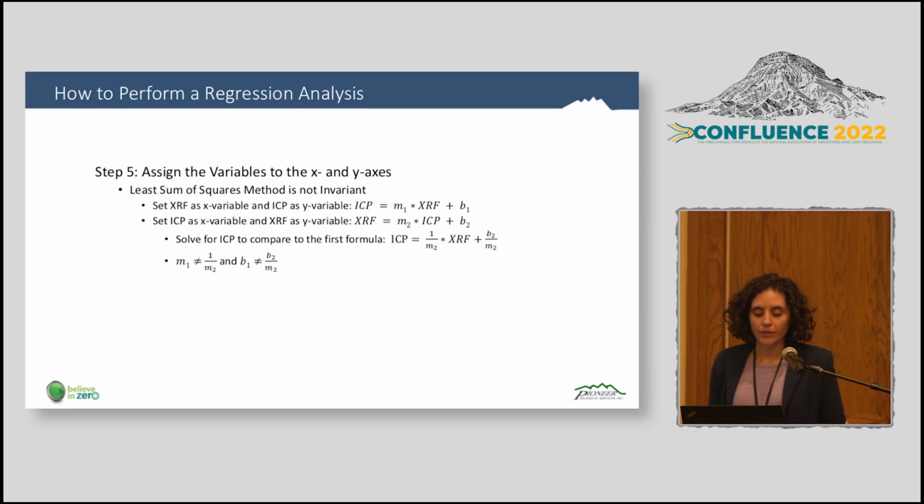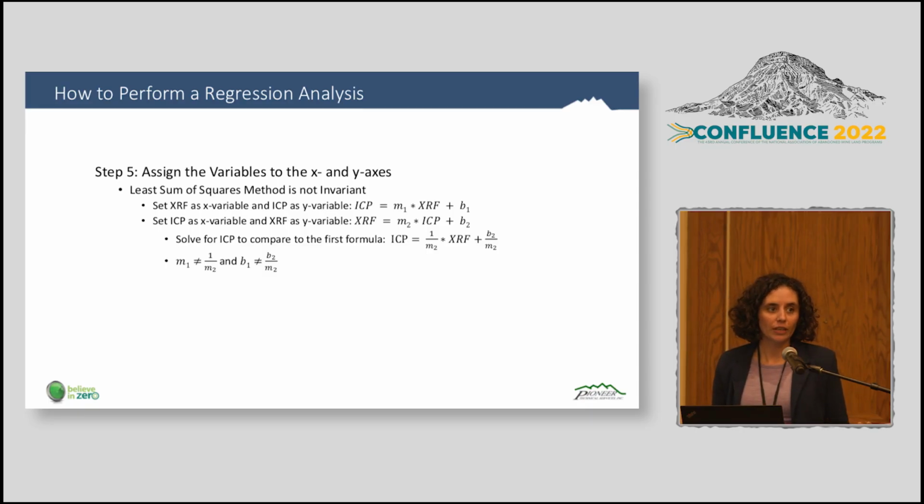So this means, therefore, that the method is not invariant. So if you set your XRF as the x variable and your ICP as the y variable, you'll get a formula ICP is equal to mx plus b. If you set your XRF variable as your y variable and ICP as your x variable, again, you get two slopes. If they have a perfect linear relationship, then if you take the inverse of those formulas, your first slope should be equal to 1 over the second slope.